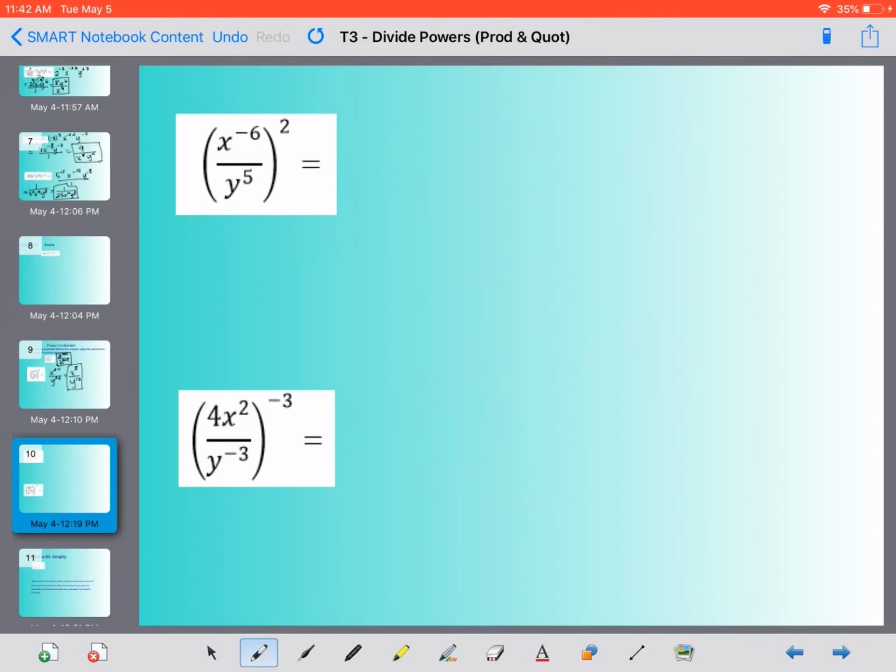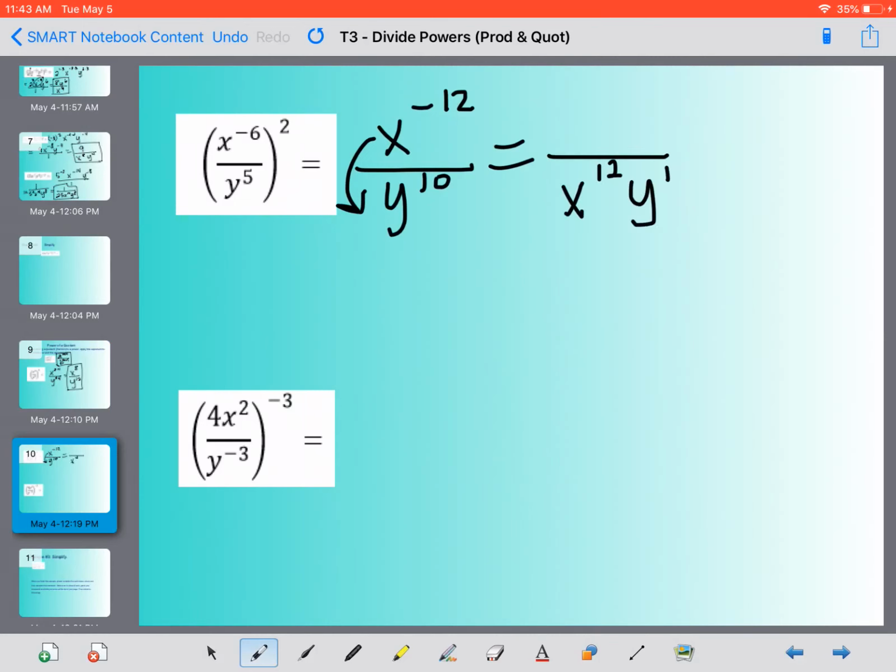You have x to the negative 6th raised to the second power, so that would be x to the negative 12, because negative 6 times 2 is negative 12. And then you have y to the 5th raised to the second power, so that would be y to the 10th. Make sure you multiply. Now, because x to the negative 12th has a negative exponent, you have to move that to the bottom. So you would have x to the 12th power, y to the 10th on the bottom. Now, there's nothing left on top, so what's left is 1. If everything's moved from the top or the bottom, that means that it leaves a 1.